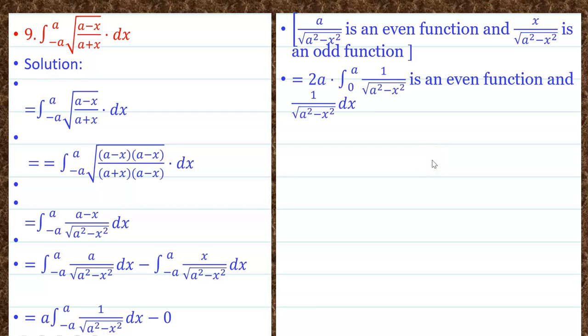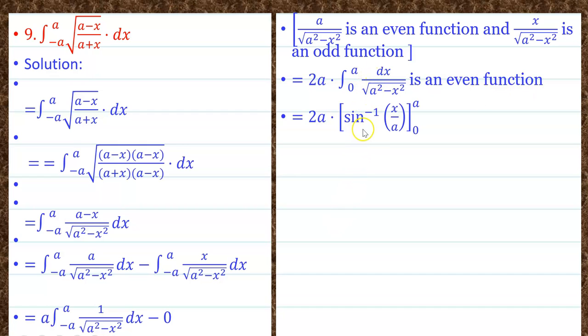Okay. And here you will get minus a to plus a. जर हा even function असेल then it will become 2a integral 0 to a 1 upon root of a square minus x square. Okay, it's an even function. हा even function असल्यामुळे. Next. Okay. Now it's an even function.